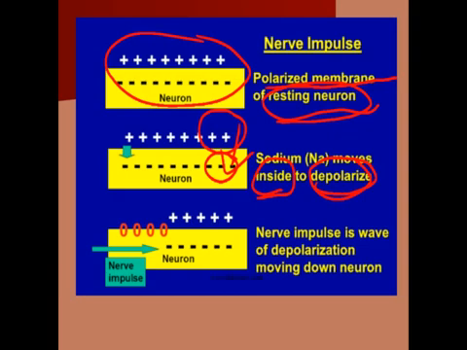And when the cell is in the depolarization state, it can transfer impulse from one cell to another cell, or from one nerve to another nerve. So when the cell is in the polarized state, it is in the resting state. When the cell is in the depolarization state, it can have action potential. It can transfer nerve impulses from one nerve to another nerve, or from one cell to another cell. Understand?